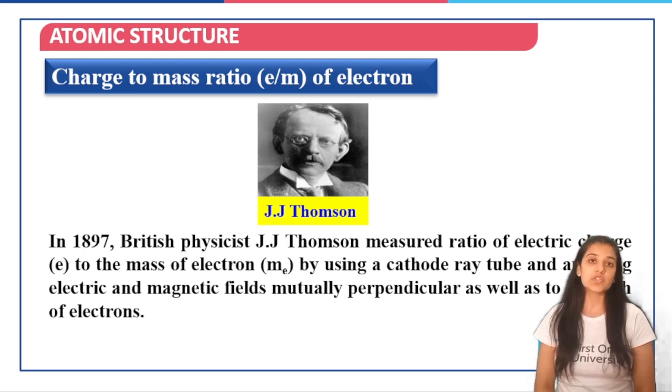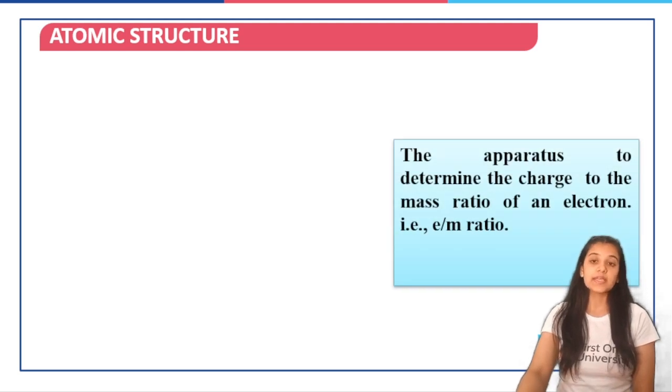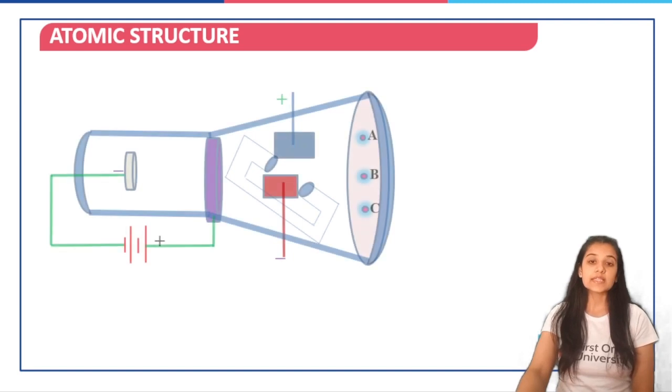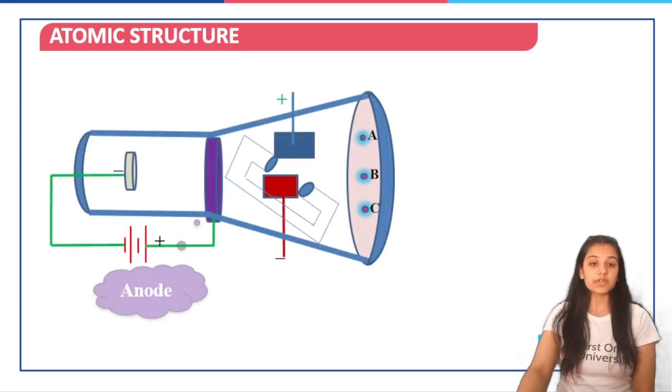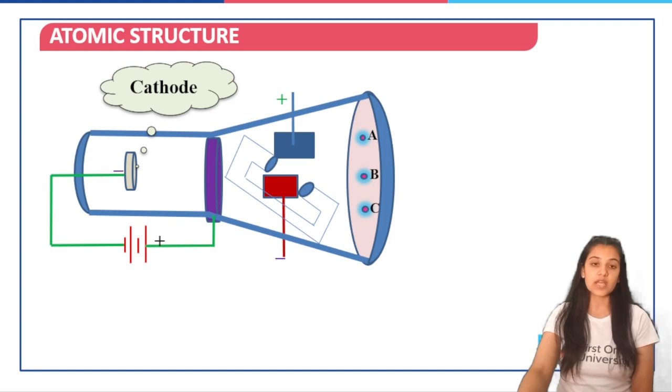Since in the presence of electric or magnetic fields, the cathode ray particles behave as electrons, we could actually study the electrons through this experiment. Now, the apparatus to determine the charge to mass ratio of an electron looks somewhat like this. You have the anode that is being highlighted here. Then you also have the cathode, which has been shown here.